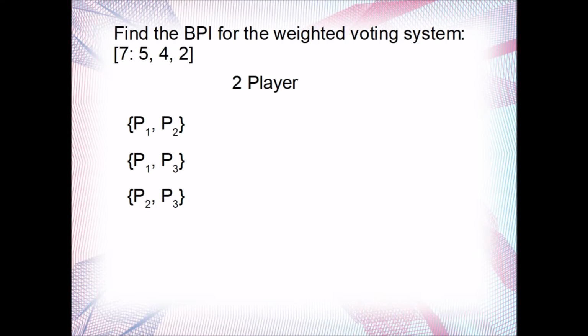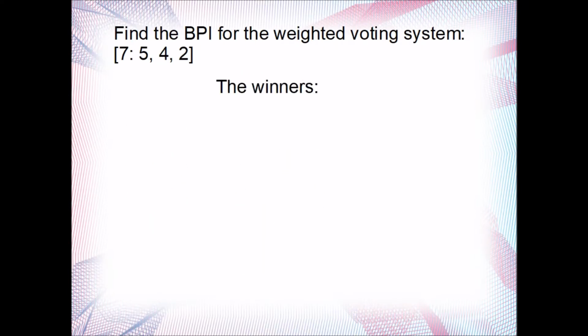The weight of the coalition involving player 1 and player 2 is 9. 9 is bigger than 7, so that's enough. The weight of the coalition with player 1 and player 3 is 7. That's enough to win. And the weight of the coalition of player 2 and player 3 is 6. That's not enough to win, so since that's a losing coalition, I don't care about it. So here are my winning coalitions. I have the 2-player coalition of player 1 and 2, the 2-player coalition of player 1 and 3, and the coalition with everyone. Now I've identified my winning coalitions.